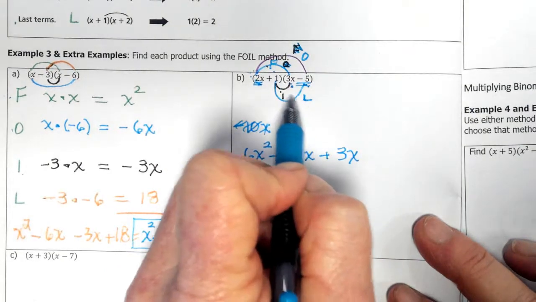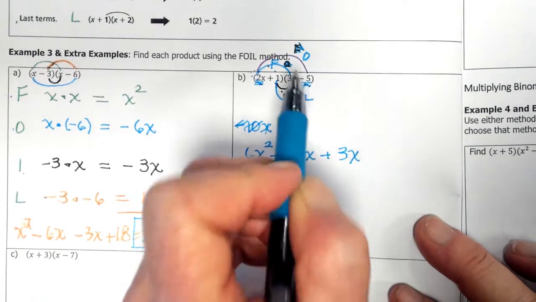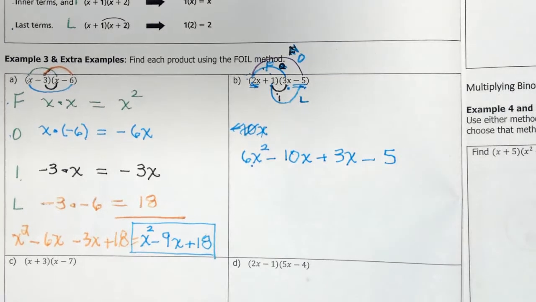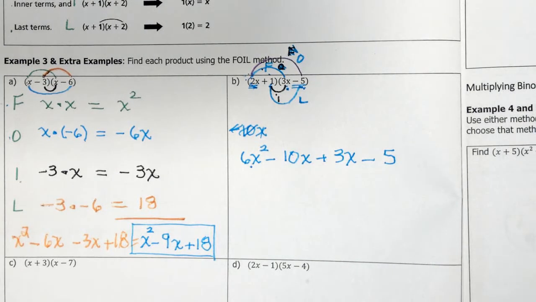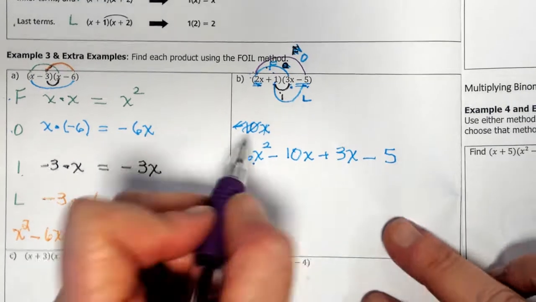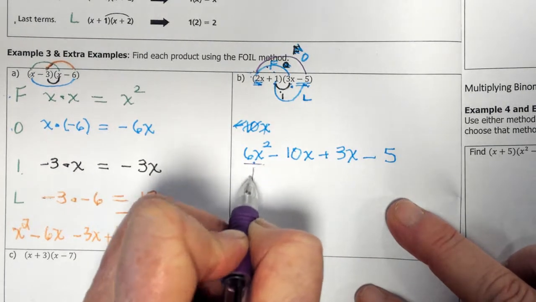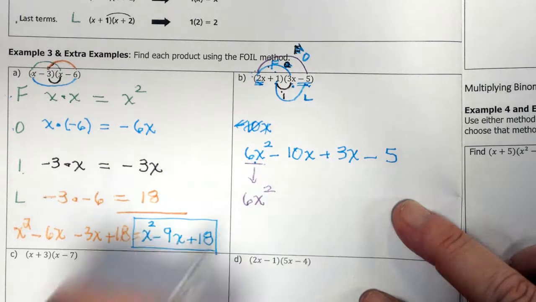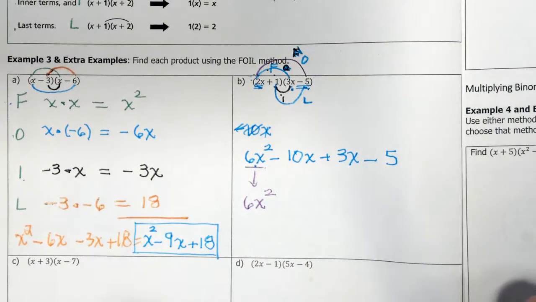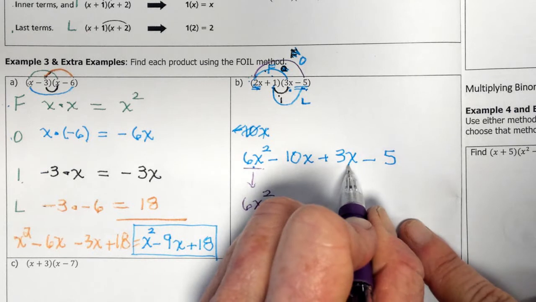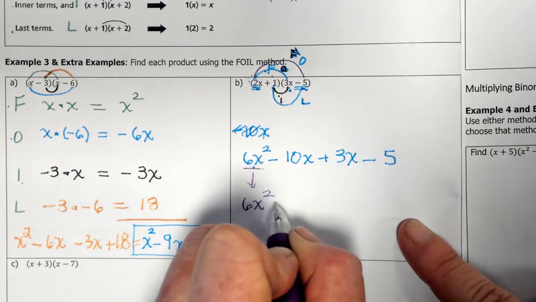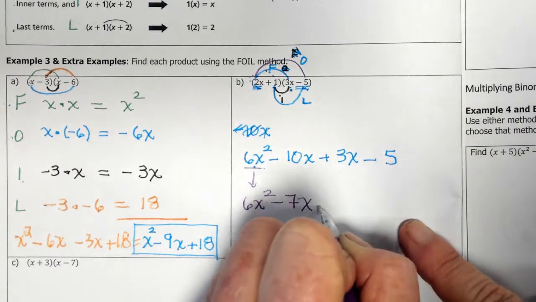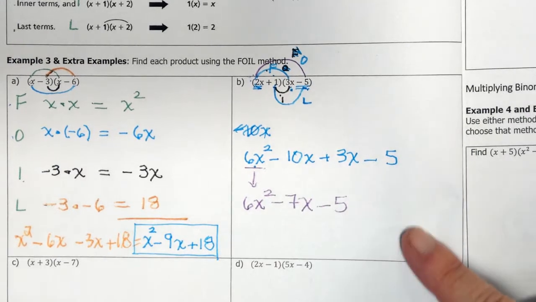And then my last terms are positive 1 times negative 5, which is negative 5. So now I'm going to combine like terms. Well, I know that 6x squared is by itself, so I don't combine it with anything else. So I've got 6x squared. And then what else? I've got negative 10x, and I'm going to add 3x to that, which gives me negative 7x. And then I have minus 5.